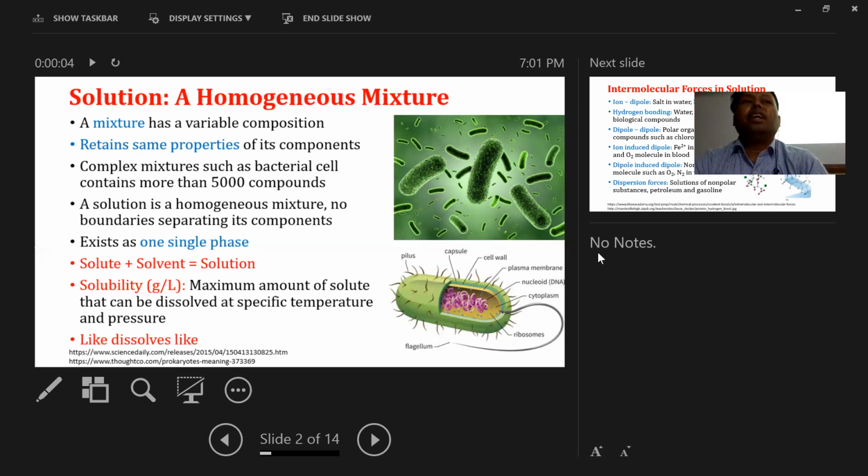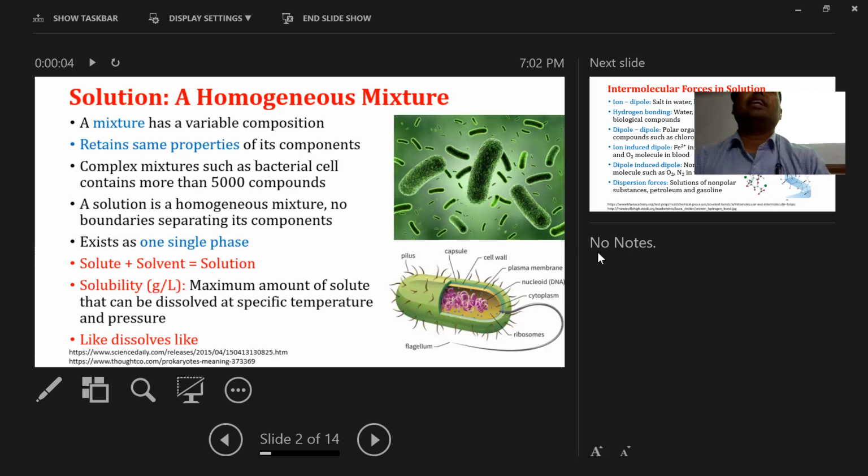Solubility, that is the how much. That means if you want to make a solution in any solvent, how much can it dissolve completely. As I have mentioned for the salt and water, maybe if you can dissolve 100 gram of salt in 1 liter, then the solubility is 100 gram divided by 1 liter. So per liter, how much we can dissolve, that is the solubility. Maximum amount of solute that can be dissolved at a specific temperature and pressure.